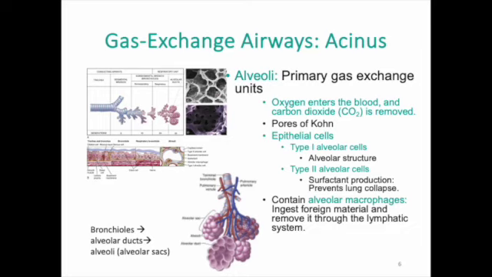This slide is another slide to review the acinus, or the alveoli, which is again the primary gas exchange unit. I just want to reiterate the importance of knowing the difference between the two types of epithelial cells. The type 1 alveolar cells provide structure. The type 2 provide surfactant, remembering that this keeps the surface tension down and it helps prevent lung collapse on expiration. Please take a look at this diagram on top, which shows you how the trachea further segments into the alveolar ducts.